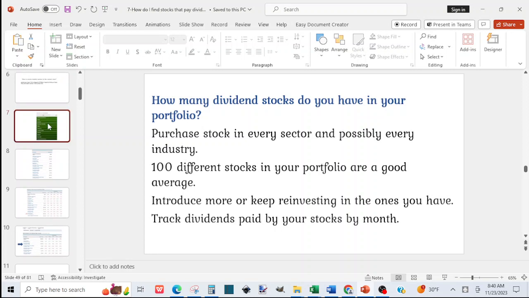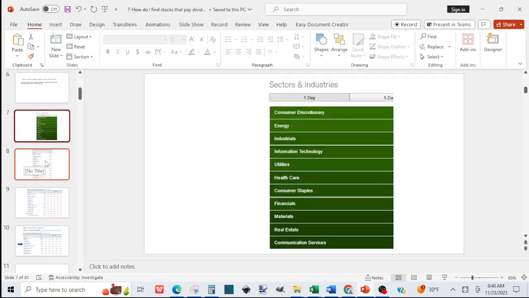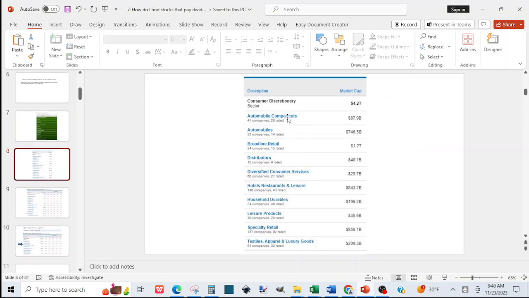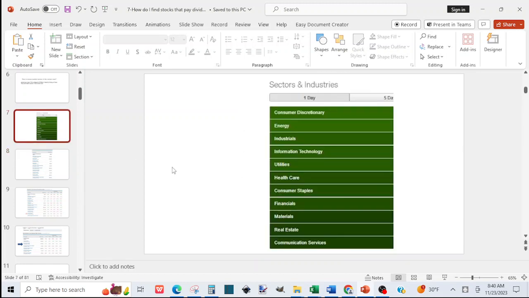We have the stock market. It's not the full list.